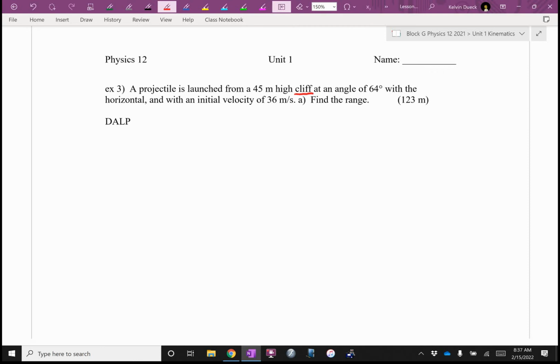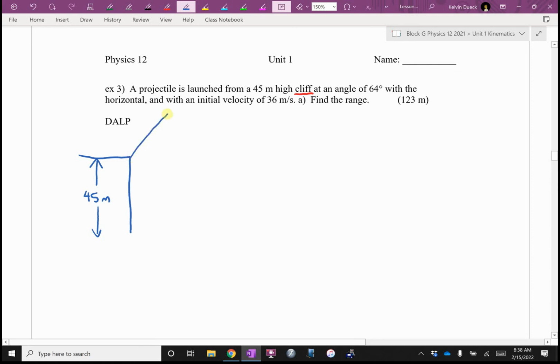I like this question. I'm going to draw a picture because they didn't give me one. So, there's the cliff. I guess the height is 45 meters. I'll remember that's going to be a negative 45 if I put it in for my data.